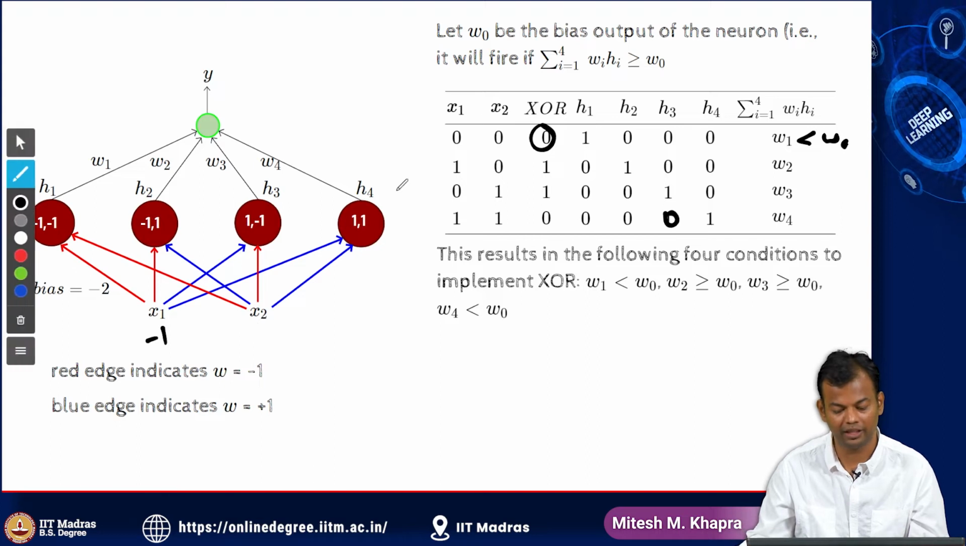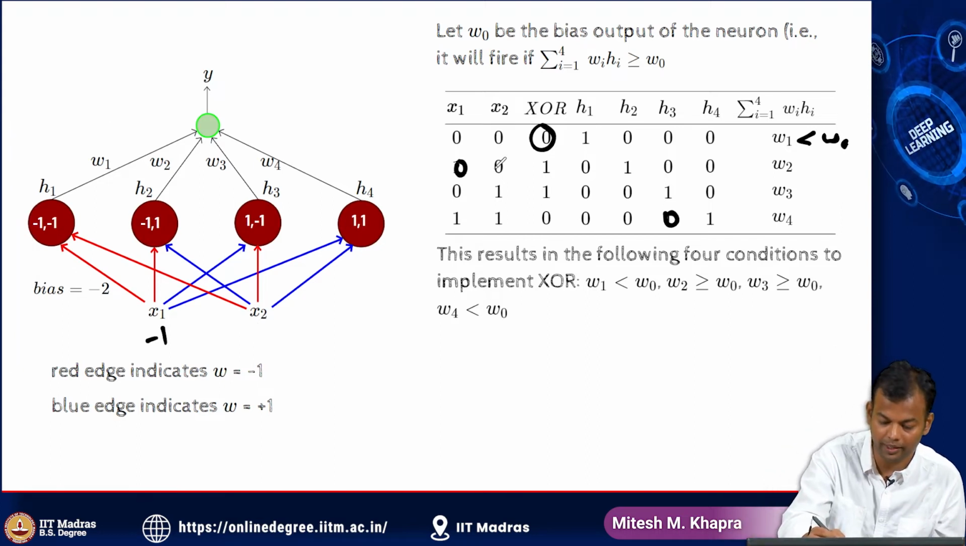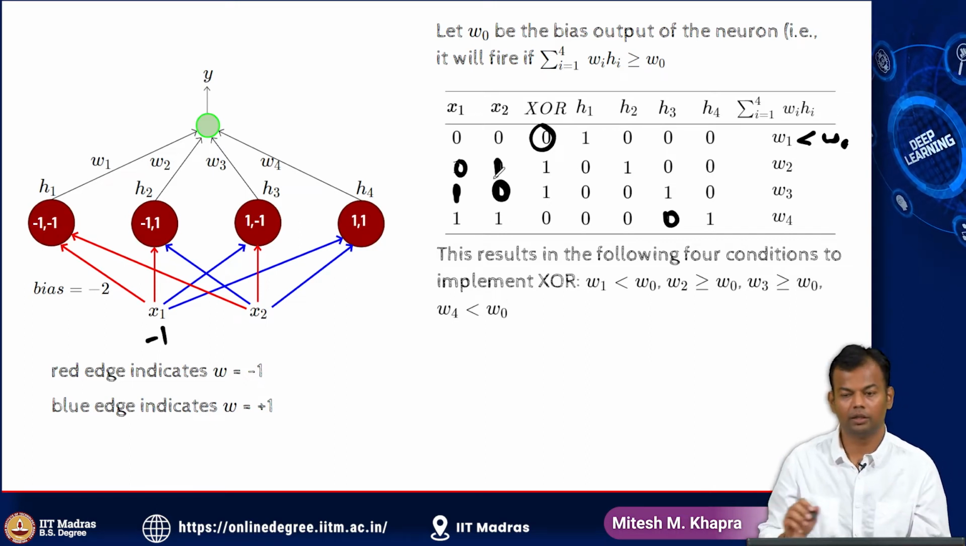This is the truth table. Yeah, the truth table has a problem. So this should have been 0, 1, and this should have been 1, 0. Okay, is all this fine now?